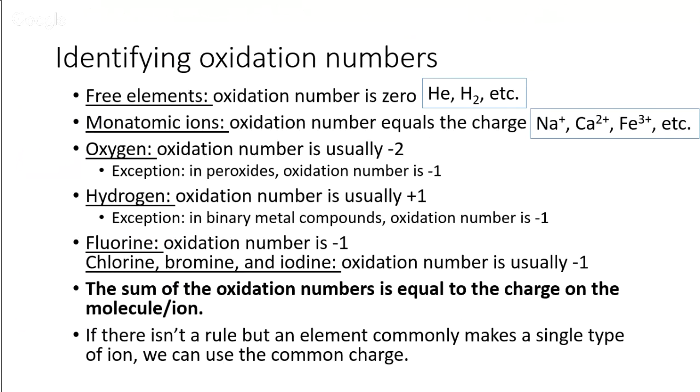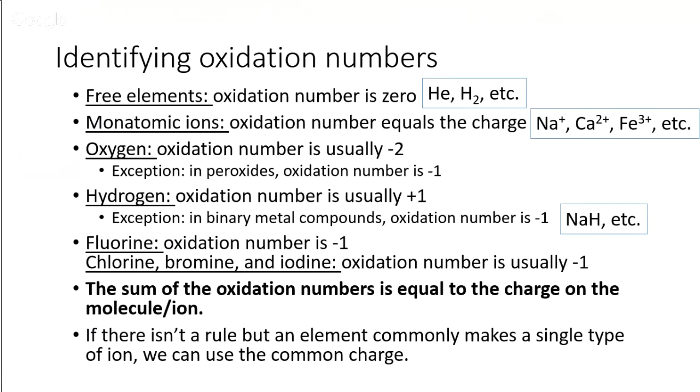Oxygen has the rule that the oxidation number is usually -2, and its exception is in peroxides, so things like H2O2, where the oxidation number is -1. The rule for hydrogen is that the oxidation number is usually +1. The exception for hydrogen is in binary metal compounds, such as sodium hydride, where you have hydrogen attached only to metal atoms. And in binary metal compounds, the oxidation number is -1.